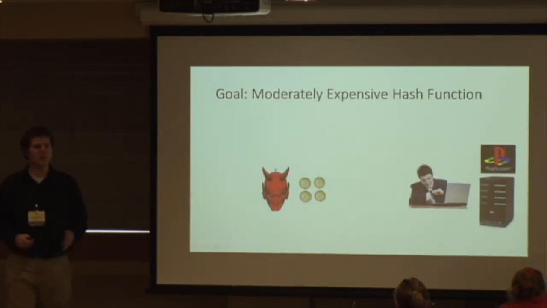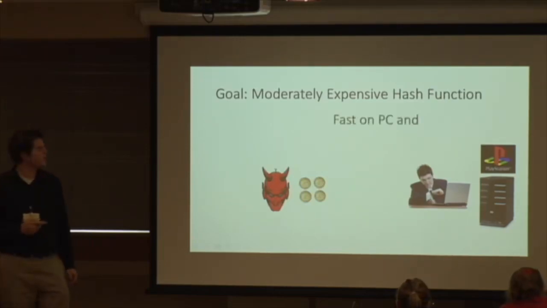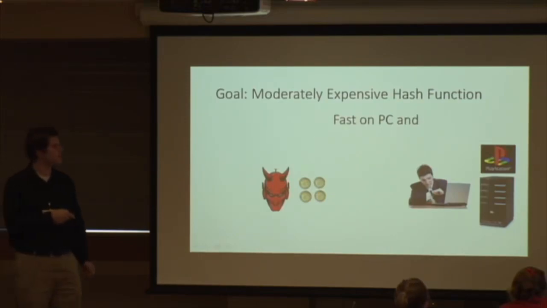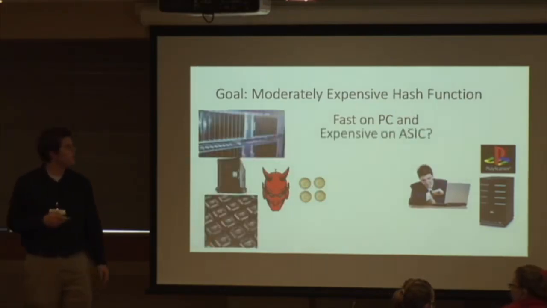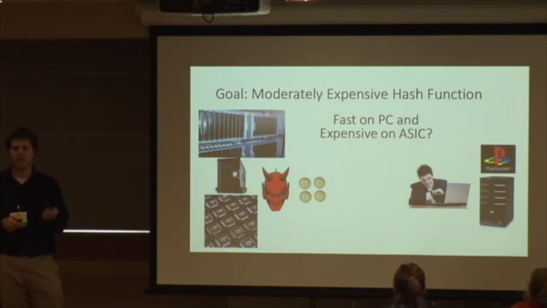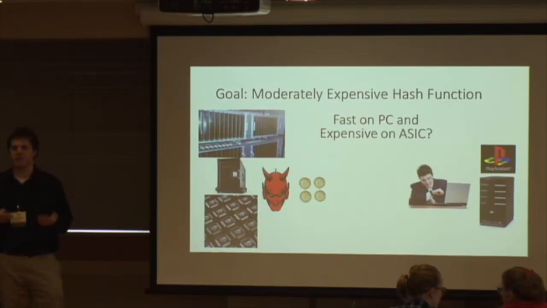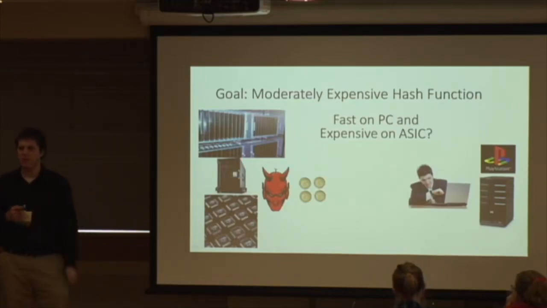All right, so our goal is to develop a moderately expensive hash function. And we have two seemingly contradictory goals here. We want a function that's fast on your PC. So if you want to compute this function on your PC, you can compute it in under a second and authenticate. And we also want to have the property that even if the attacker can build customized hardware, like an application-specific integrated circuit, it's still going to be prohibitively expensive for the attacker to attempt millions or billions of password guesses.